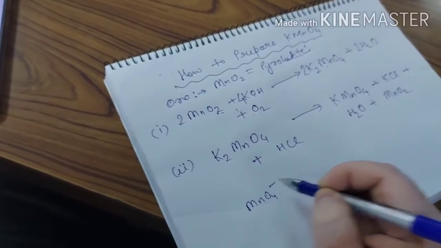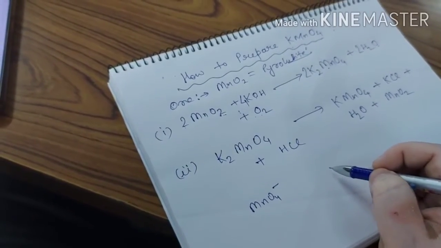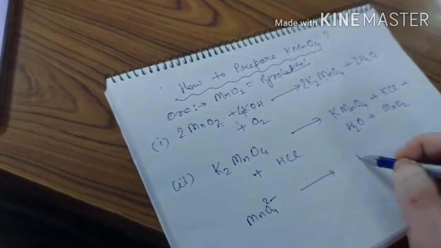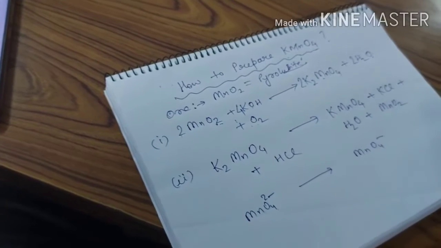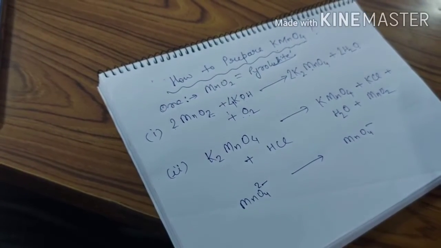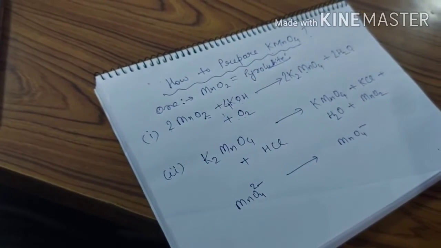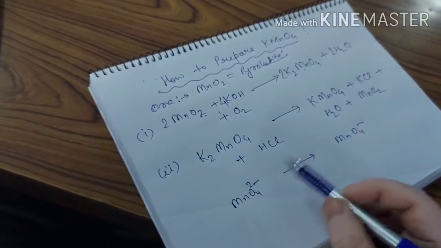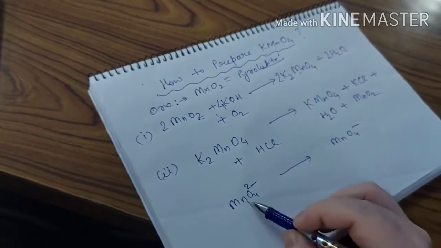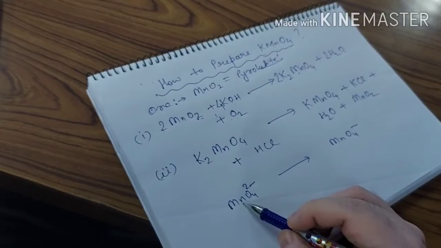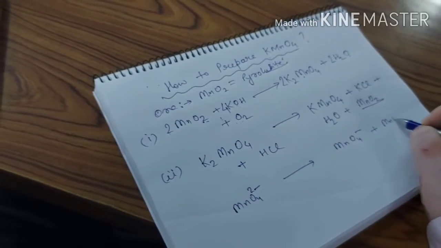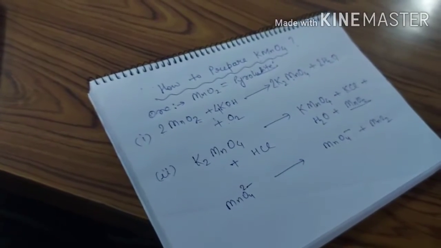MnO4 2 minus is becoming MnO4 1 minus. Now what is the oxidation state? It is in the acidic medium, so it is very easy to balance now. Also MnO4 2 minus is becoming MnO2. That means Mn is undergoing both oxidation and reduction.